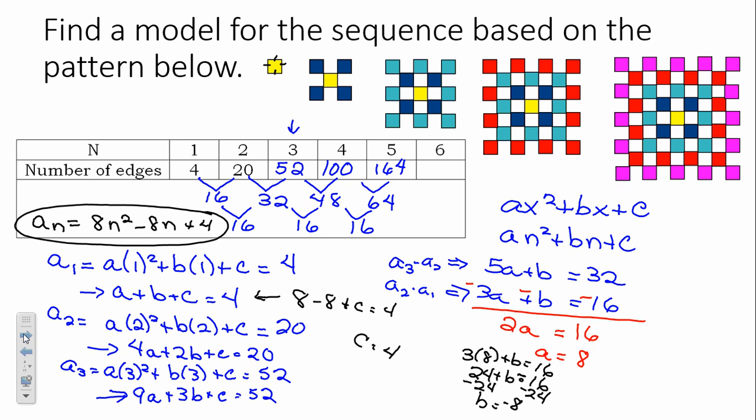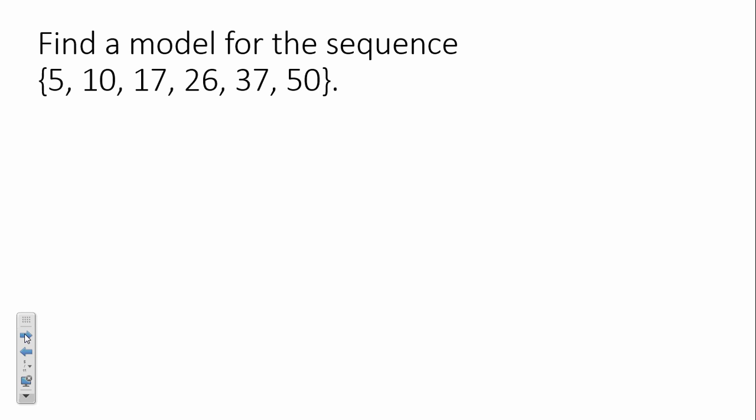All right, here's another example. We're going to find the model for the sequence. So first of all, figure out what the differences are. Is this going to be arithmetic, geometric, potentially quadratic? So what are the first differences? 5, 7, 9, 11, 13, right? Okay, definitely not arithmetic.